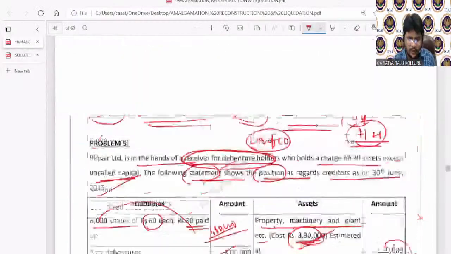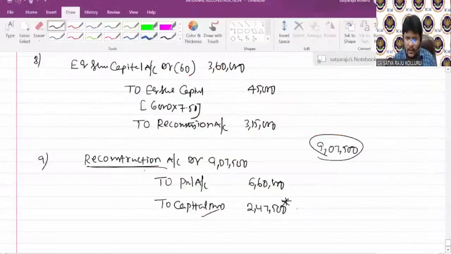This is question number 5. So let me check the queries quickly. Sir, anyone having any doubts?